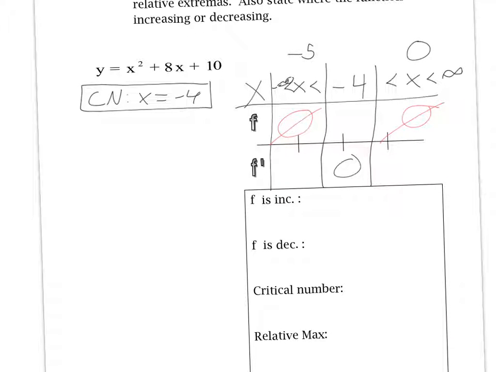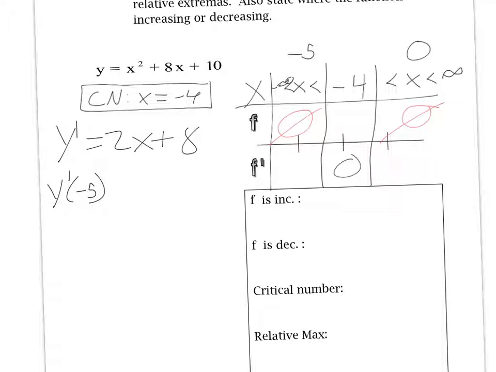Okay, we already took the derivative on the last page. We said that it was 2x plus 8. And so what I want to do is test these values. And this negative 5 represents all values from negative infinity to negative 4, right before negative 4, not including negative 4. So let's just use negative 5 as a test.